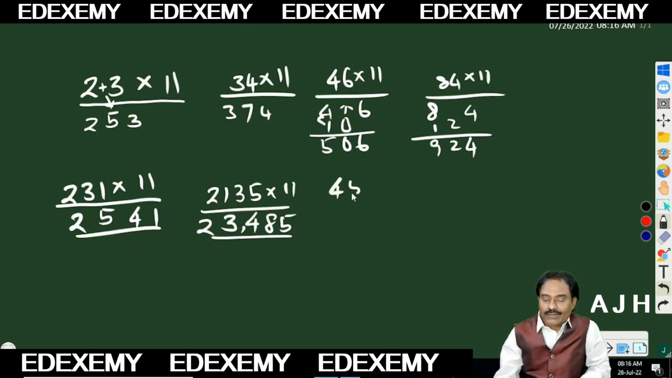Now we will write 4,589. Some bigger numbers are here, multiplied by 11. You separate 4 and 9. 9 plus 8 is 17. So you have to write only 7, a single digit. 1 will be carried over. The next 8 plus 5 is 13. 13 plus 1 is 14. So you write 4 here. 1 is carried over.